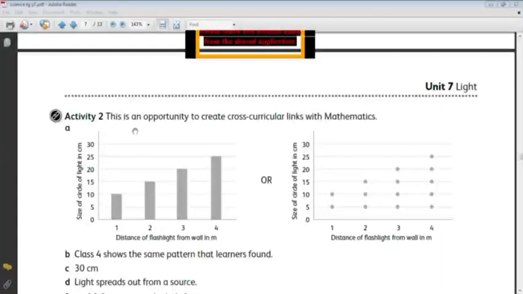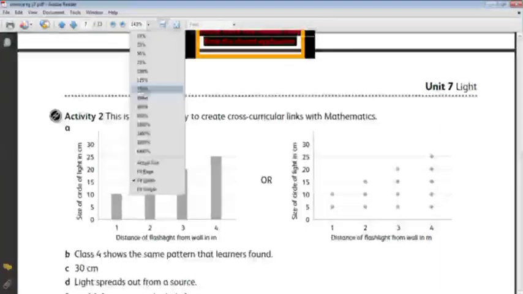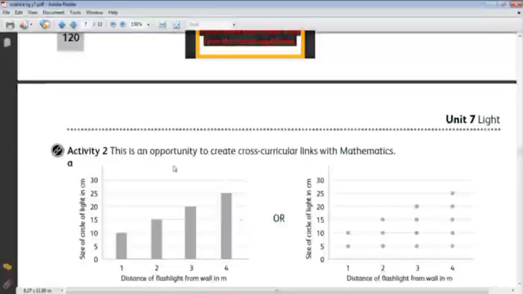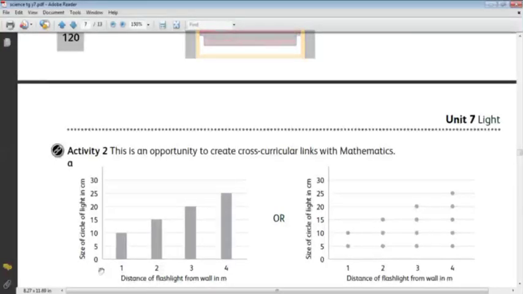Okay. This is the bar chart. It shows the relationship between the distance of the flashlight from the wall and the size of the circle of the light in centimeters. When the distance was 1 meter, the size of the circle was 10 centimeters. At 2 meters away from the wall, the circle became 15 centimeters. At 3 meters, it was 20 centimeters. And when the distance was 4 meters, the circle became 25 centimeters.